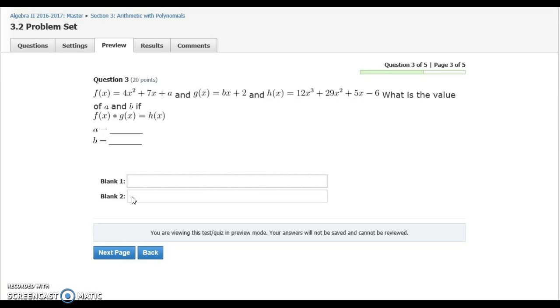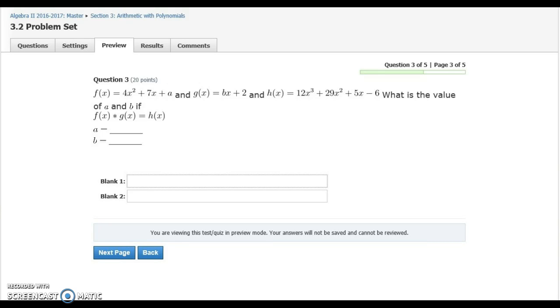And h of x, and you can see down here, h of x is the solution, is equal to 12x cubed plus 29x squared plus 5x minus 6. So you can see that all it wants us to find is a and b. It doesn't want us to find the entire answer. It's giving us the answer. It just wants us to find what a, which is right here, and what b, which is right here, those numbers actually are. And the way that you find this is by multiplying.